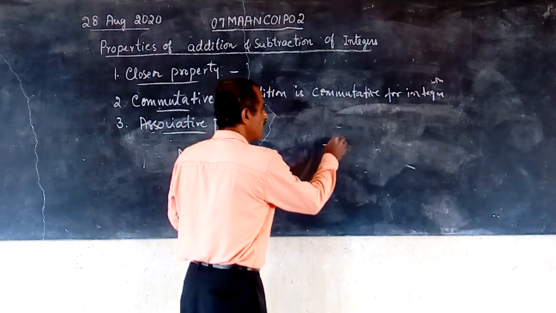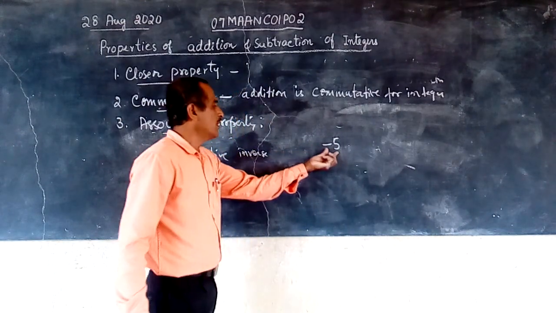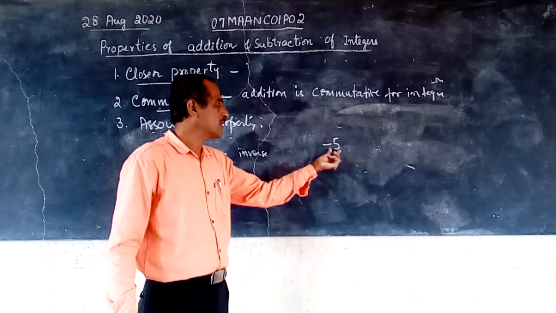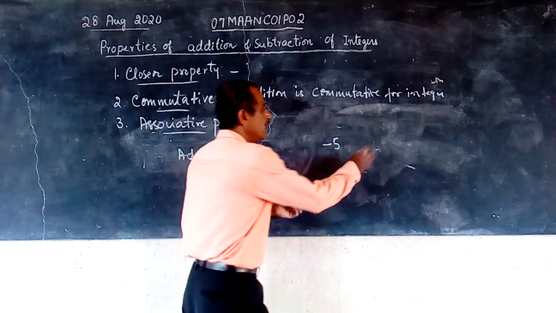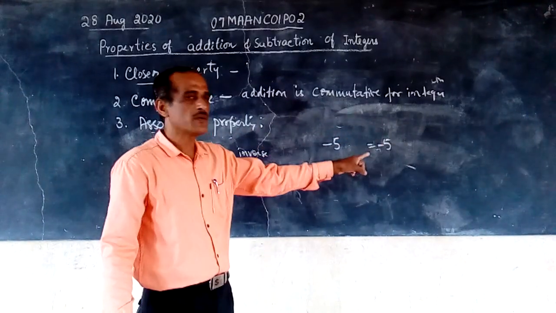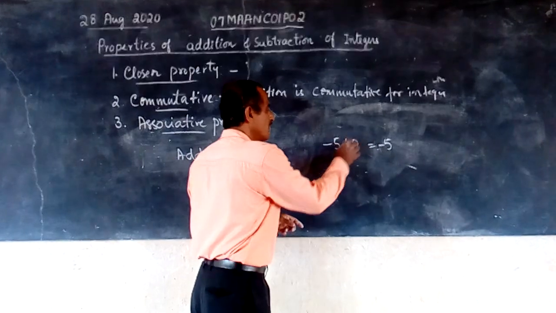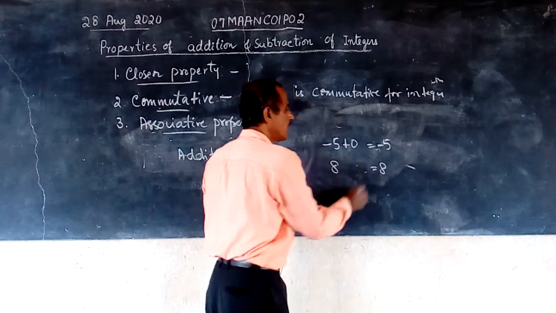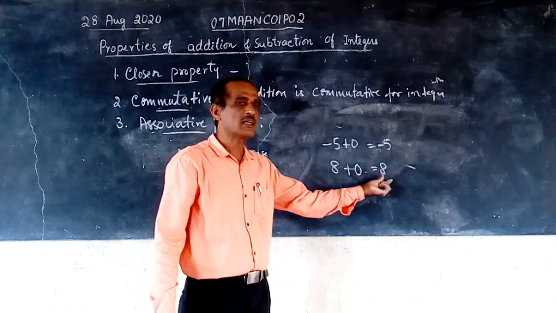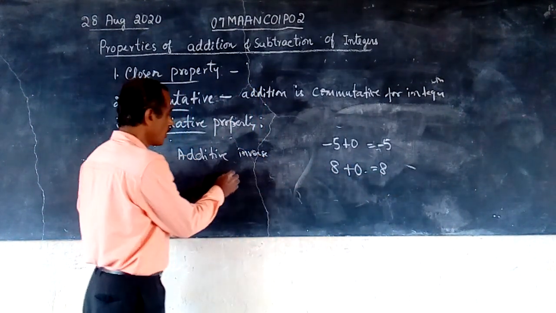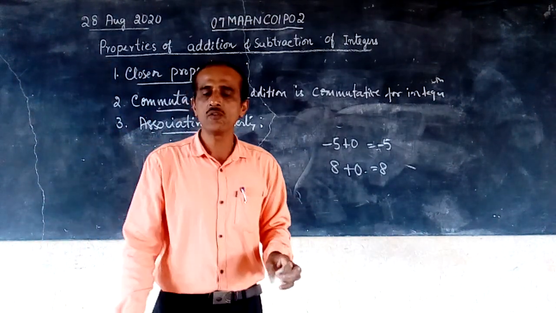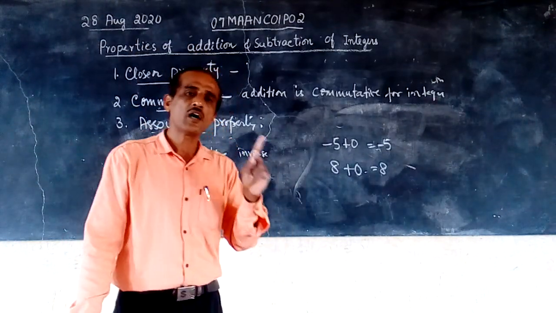So, for example, I will say here -5. It is an integer. What if you add something and the result remains the same? You have to add something to this -5 to get -5 itself. What you have to add? 0 you have to add. Therefore, if 0 is added to 8, you will get 8 again. Therefore, 0 is called the additive inverse of a number. So, additive inverse is always 0.